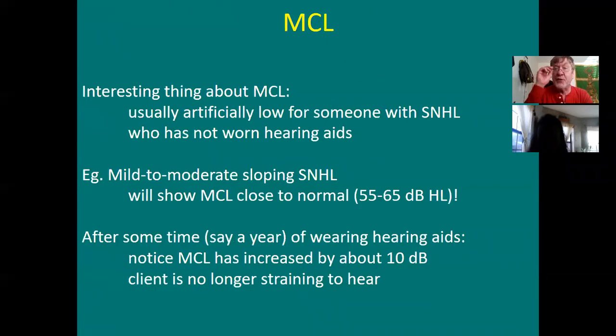So this is why I always tell people, do word discrimination at his claimed artificially low MCL here, and he will do terrible. Then do it again with a different word list, and do it at MCL plus 10. So if his MCL is 65, come in at 75 and read another word list. And guess what? He's going to do way better.